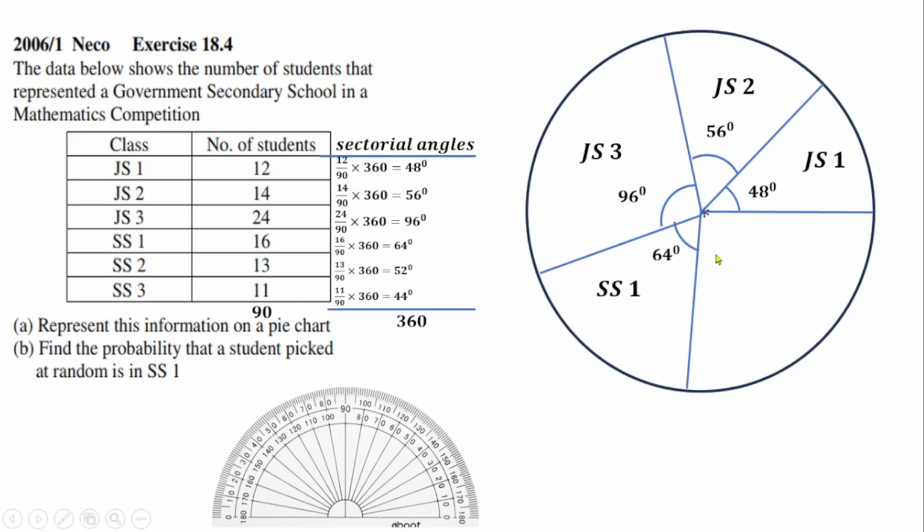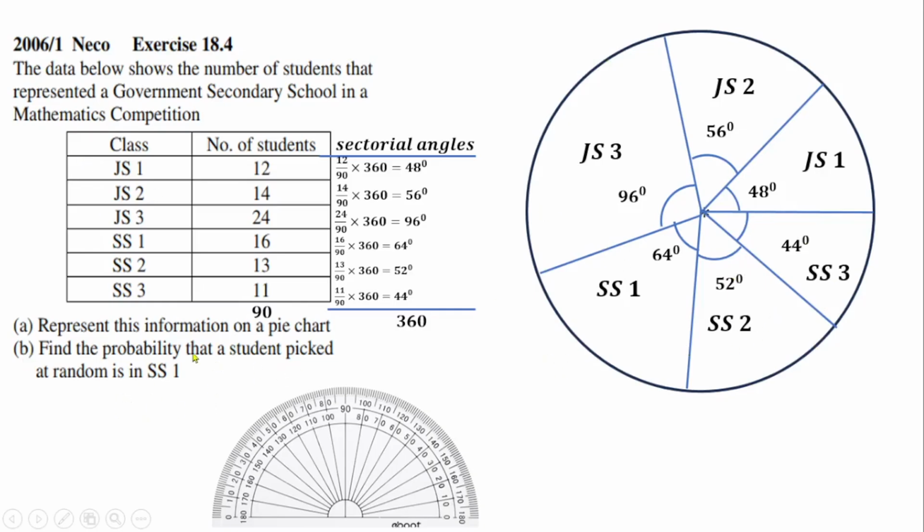Then 52 degrees, place your protractor again, measure angle 52 degrees, and that ends here, that gives us 52 for SS2. And the last one is SS3, which is 44 degrees, which you don't need to measure, but if you want to know whether you are right or wrong, you can measure it and see whether you've got 44 degrees. So that's the pie chart that you have to draw.